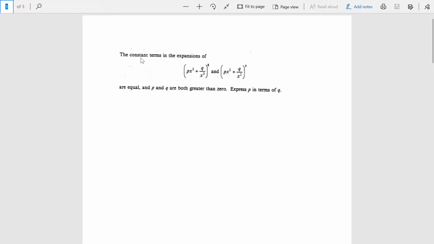So the constant terms in the expansion of (px^3 + q/x^3)^8 and (px^2 + q/x^2)^4 are equal. Both p and q are greater than 0. So express p in terms of q. This is the key part of the question. This is what they're asking us to do.